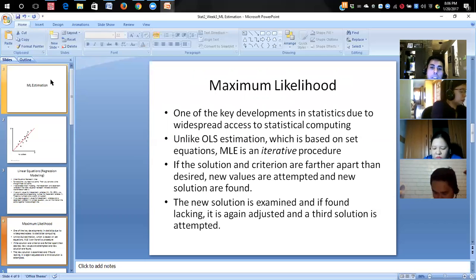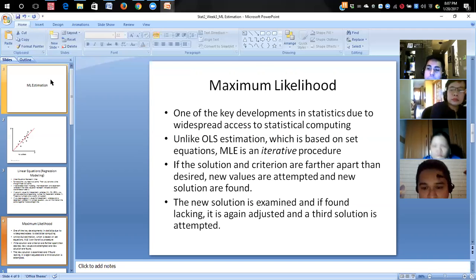This is the second most important key development in statistics, due to widespread access to statistical computing. So what's the difference between the two? These are the two fundamental mathematical calculations used by generalized linear modeling. Unlike OLS estimation, which is based on a set equation, maximum likelihood estimation is an iterative procedure. It keeps repeating itself until it finds that it's completely maximized. If the solution and the criterion are farther apart than desired, new values are attempted and new solutions are found. When the solution is examined and found lacking, the solution, like the model, is adjusted again and a third solution is attempted.